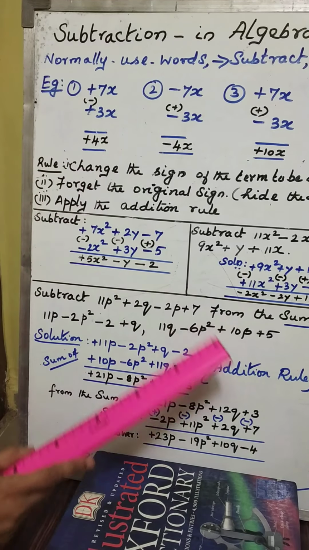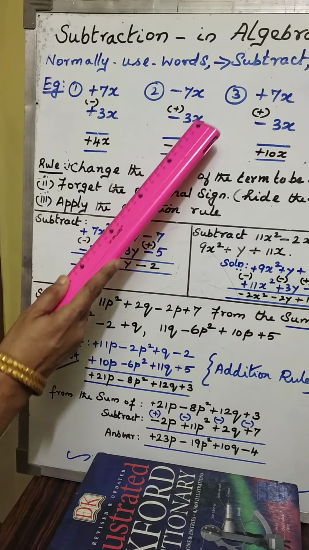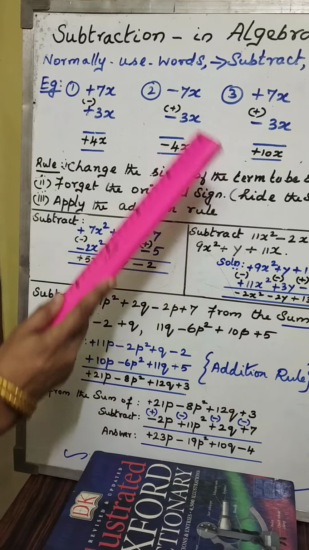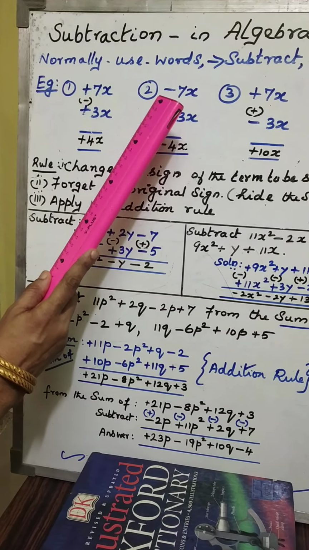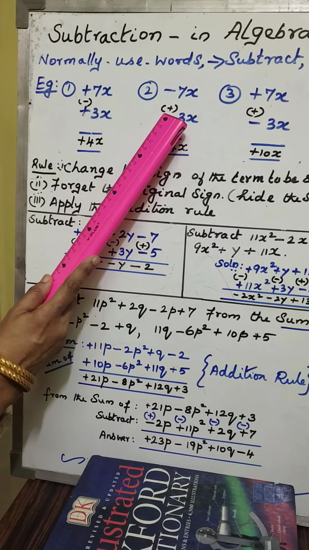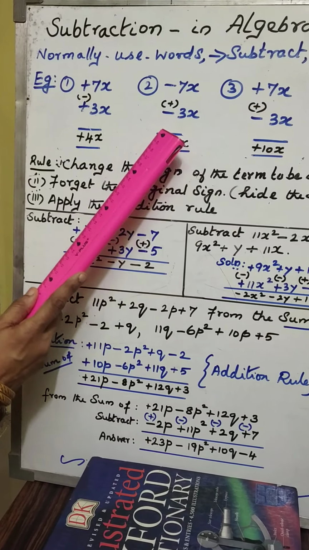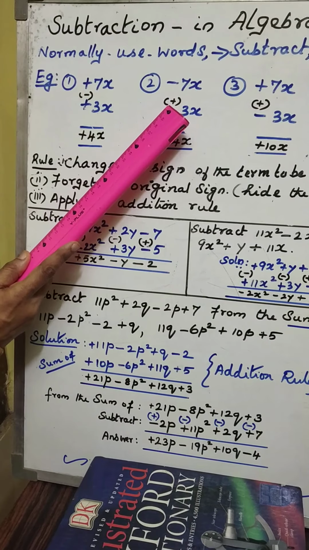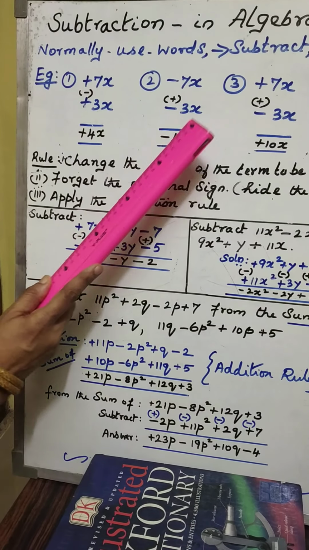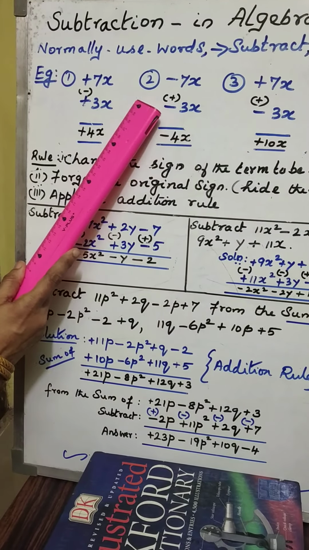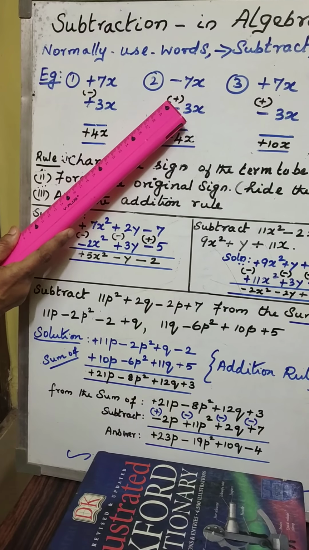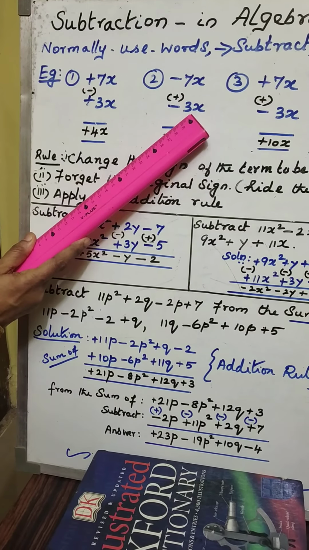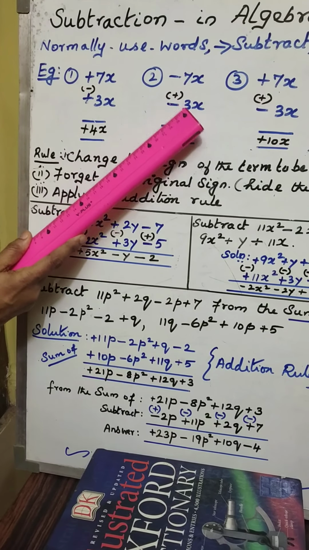Now, the second one, see. Minus 7x minus 3x. Both are minus, and you are asked to subtract. Hence, I have changed the sign of the term to be subtracted and put it in a bracket. The two in black, see, plus. Now again, forget the original one. The new sign which I have put in the bracket belongs to this term. Now it has become plus 3x.